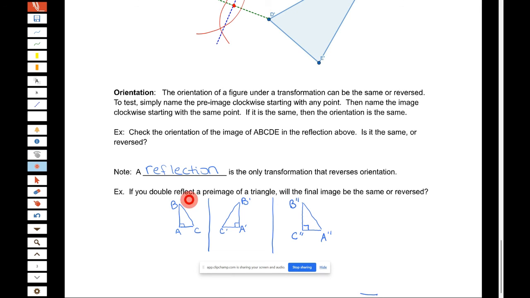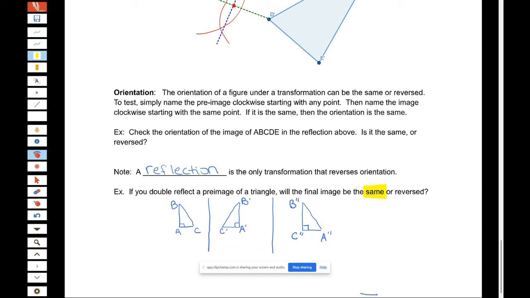See how going from here to here, it reverses the image back. So whenever you reflect it an odd number of times, its image is reversed. But if you reflect it an even number of times, it switches back to be the same as what it was. So the final image will be the same if you do it twice.